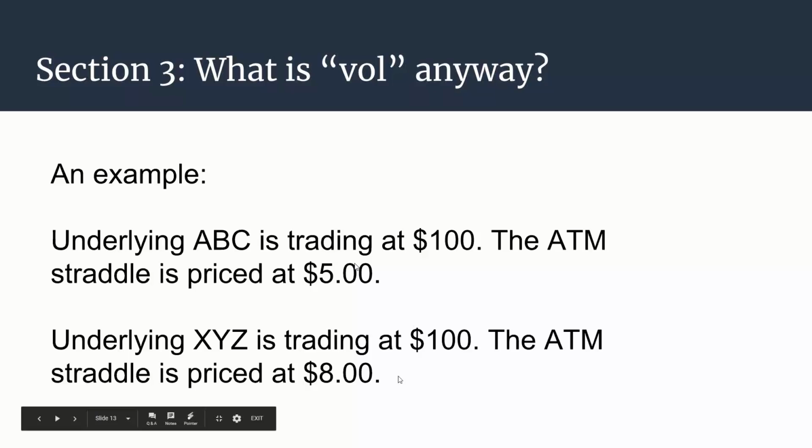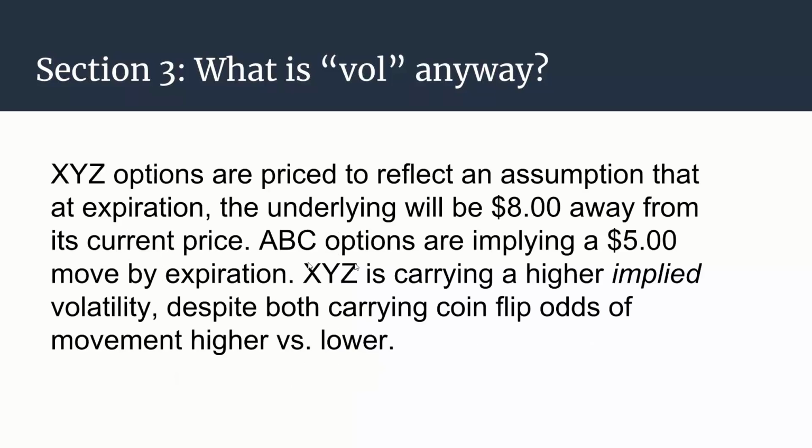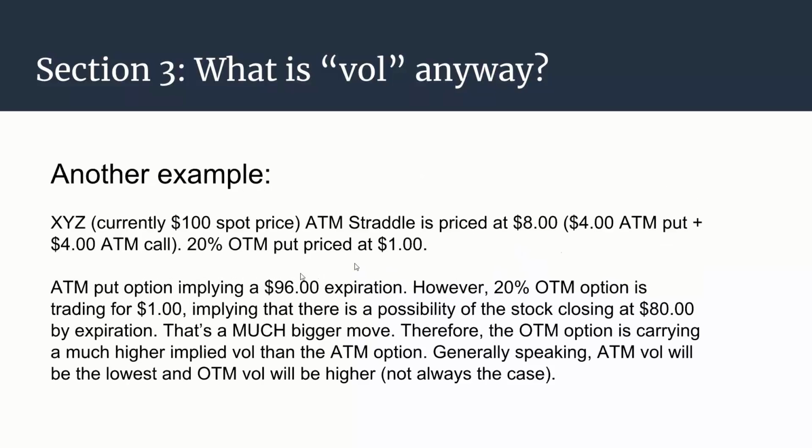So in this case, XYZ is pricing in a much more volatile move because the option price is $8 rather than $5. So XYZ would have a higher implied vol than ABC in this case. If you looked at the two numbers, XYZ is carrying a higher implied vol. Despite both underlyings having a 50-50 coin flip chance of moving higher or lower, because the option prices in XYZ are higher, they're at the money, they're pricing in more movement, so the implied vol there is higher.